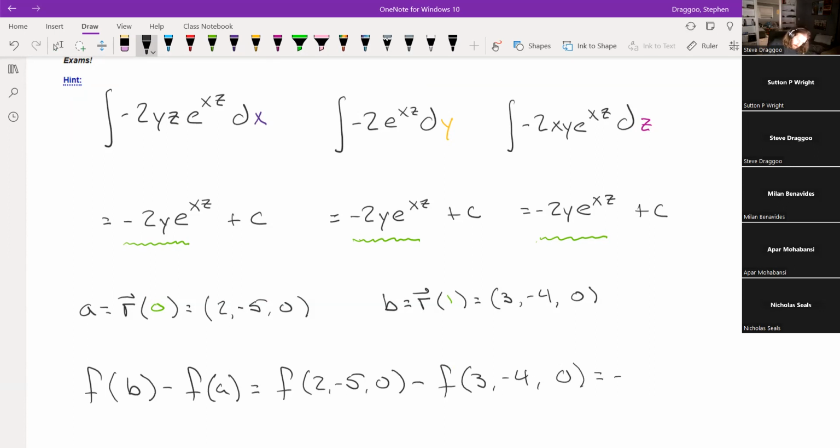Which will look like negative 2 times... I wrote these down backwards, didn't I? Yep. Try that again. I wanted f of b minus f of a, right? Final minus initial. So 3, negative 4, 0, and 2, negative 5, 0. There we go, that's the correct order. f of b minus f of a. So that'll be negative 2 times negative 4 times e to the 0, which is 1.